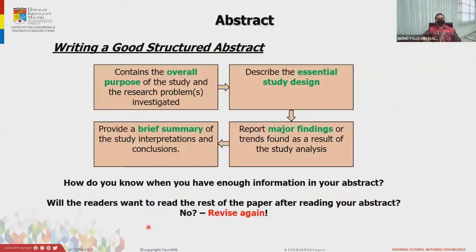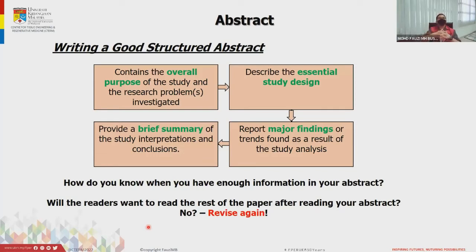So for the abstract, the abstract gives us at a glance the information for the whole manuscript, either an original article or a review article. It contains a brief introduction, a brief problem statement, the aim of your study, and then you briefly provide the essential study design, and then just report the major findings in your abstract.